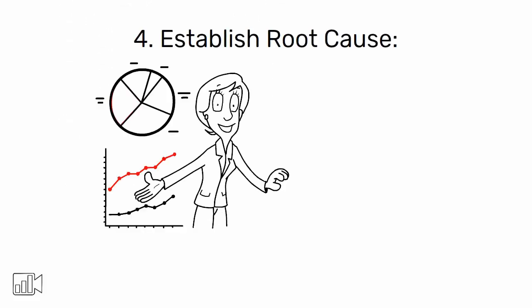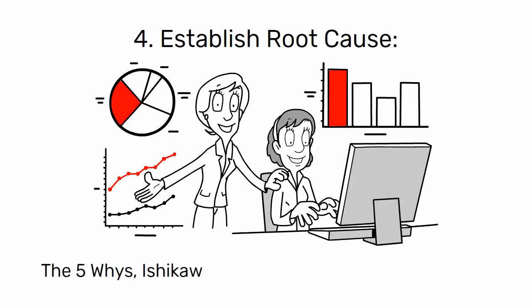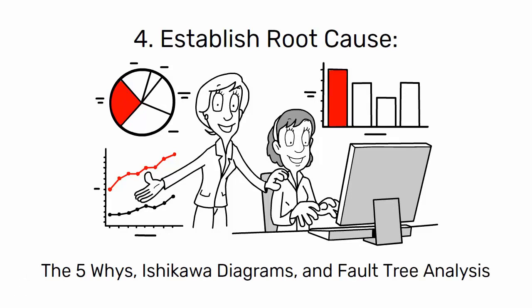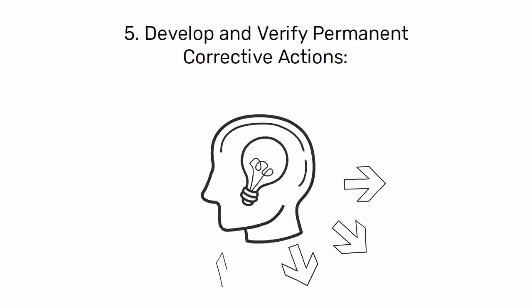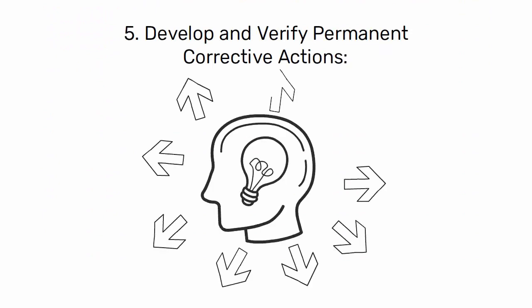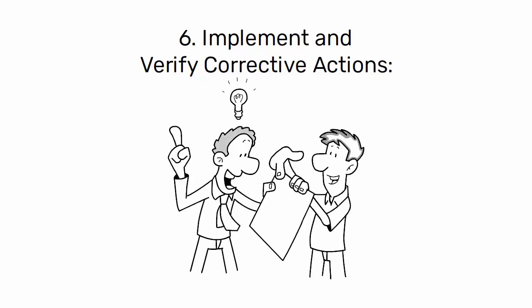4. Establish root cause. Analyze the problem to determine its root cause using tools such as the 5 whys, Ishikawa diagrams, and fault tree analysis. 5. Develop and verify permanent corrective actions. Based on the root cause analysis, develop and implement solutions that will permanently solve the problem. 6. Implement and verify corrective actions. Implement the solutions and verify that they have effectively solved the problem.